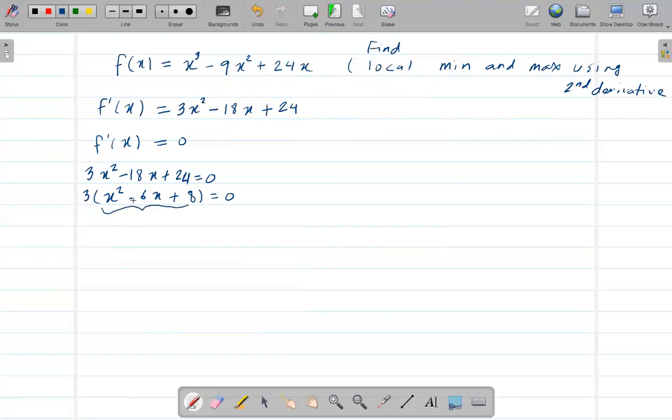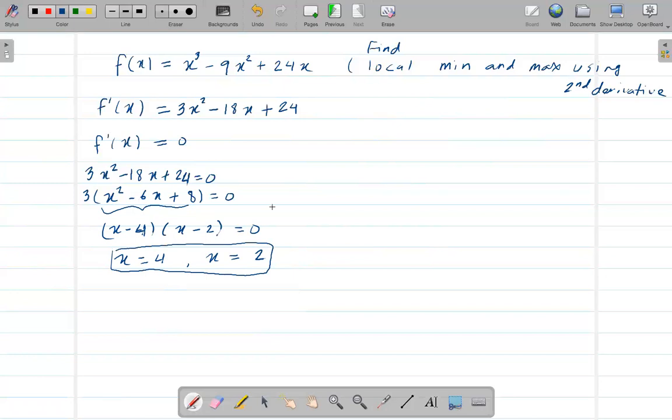Now, there is a negative 6 and we have 8. So using the factors of 8, I can use 4 and 2, right? So I can say x minus 4 and x minus 2. Negative 4, negative 2 will make negative 6. This is equal to 0, so that means x is positive 4 and x is positive 2. From here, I can say that these two are critical numbers.